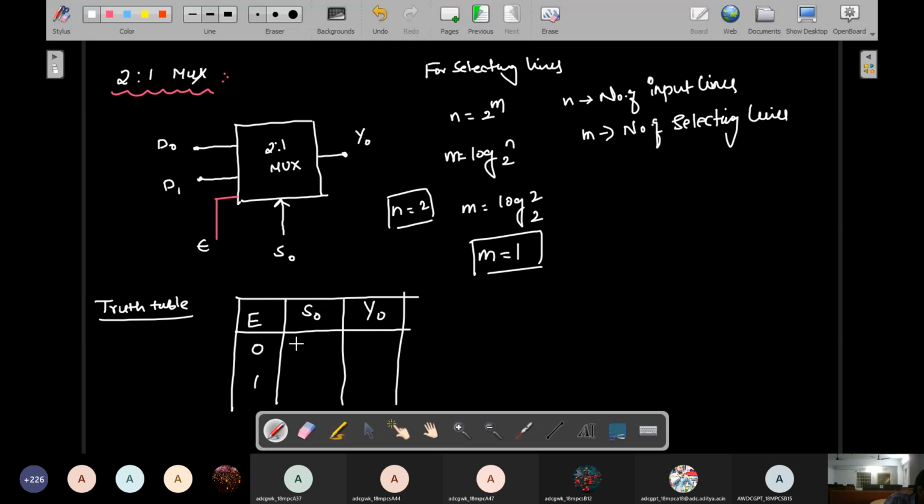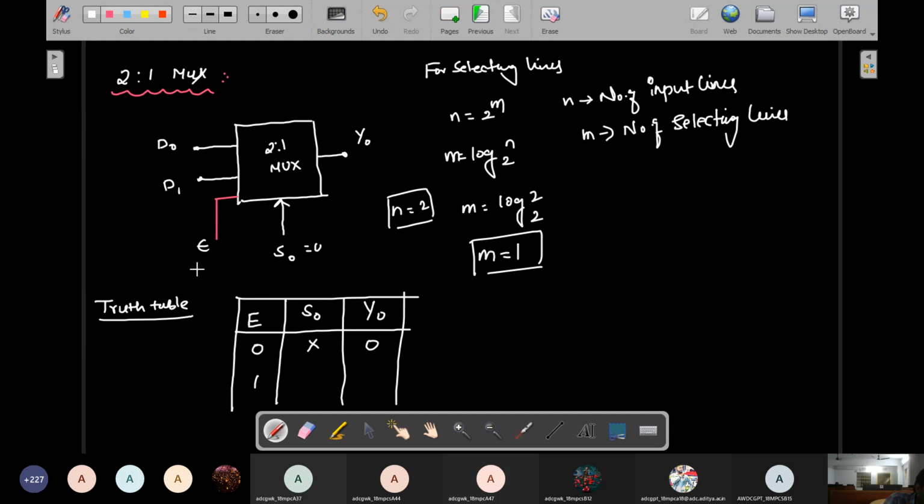So here I consider only one input, and one selecting line is connected. This selecting line always represents 0. Because it is not enabled, if you are giving E is 0, this multiplexer is not working. So it is in switch off condition, meaning the selecting lines are almost neglected. Then what is your output voltage? If it is switched off, the output is always equal to 0.